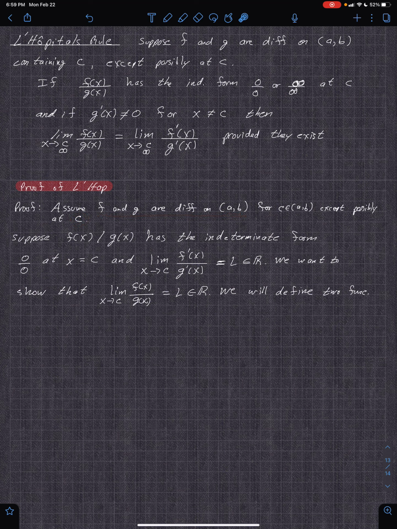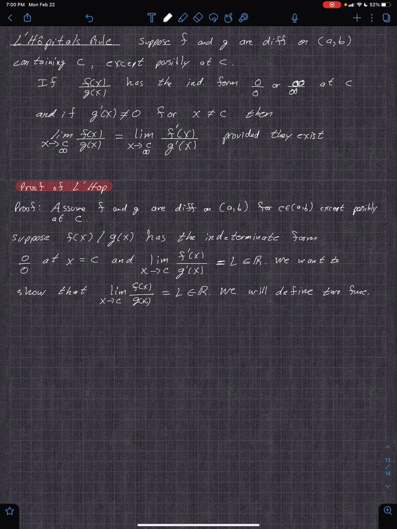The next part is we want to suppose that f of x over g of x has the indeterminate form 0 over 0. This is the case we will show, at x equals c, and that the limit exists. So we're going to assume as well that the limit of f prime of x over g prime of x as x approaches c equals L, meaning it exists. So we want to show that the limit of f of x over g of x as x approaches c also equals L. So we will define two functions like this.